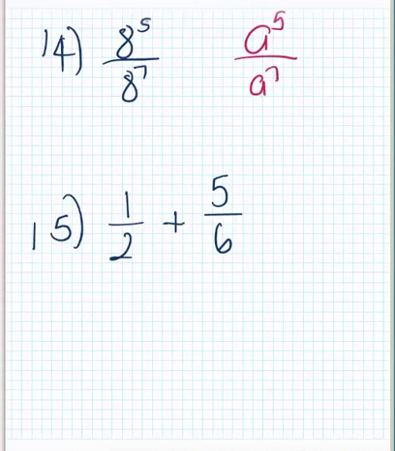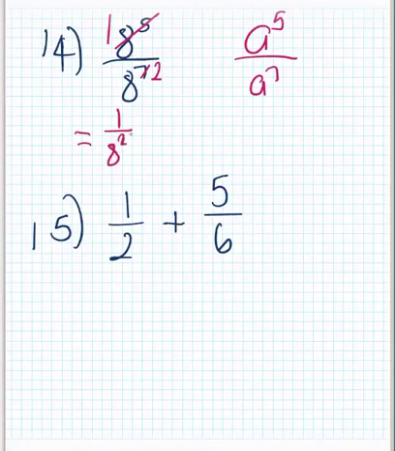Same sort of thing. So I can take away my smallest amount, which is just 1 now. 7 take away 5 is 2. So I'm left with 1 over 8 to the power of 2. Now, if you stop there, you've done the right thing, but maybe we can evaluate it. What's 8 times 8? 8 times 8 is 64. And that should have been your final answer.